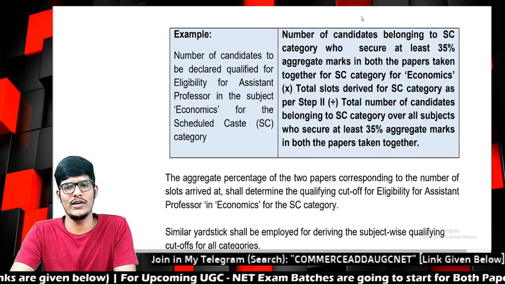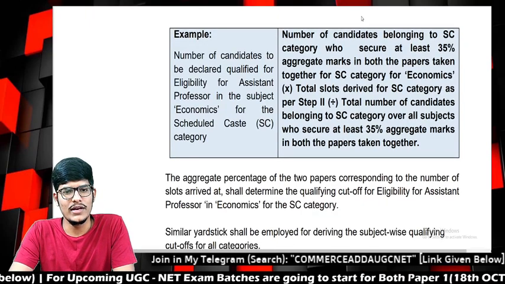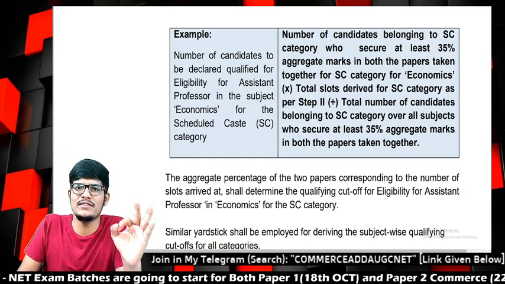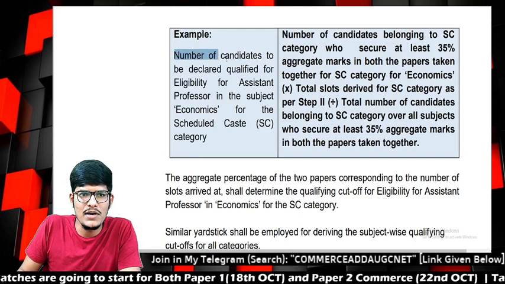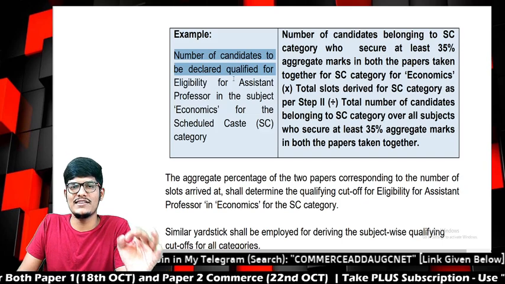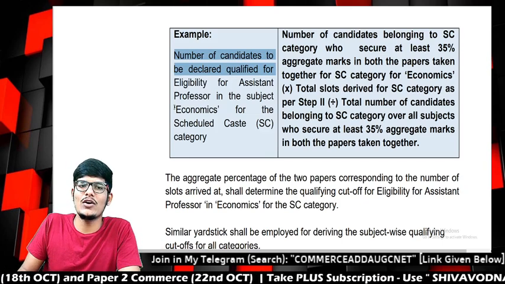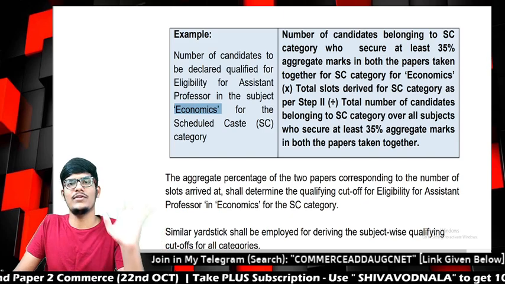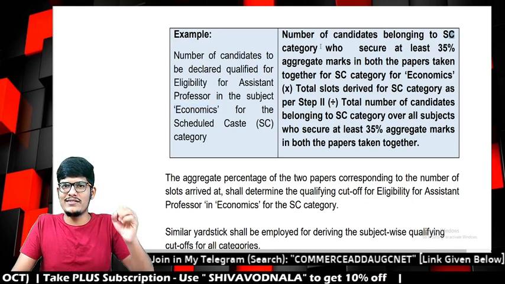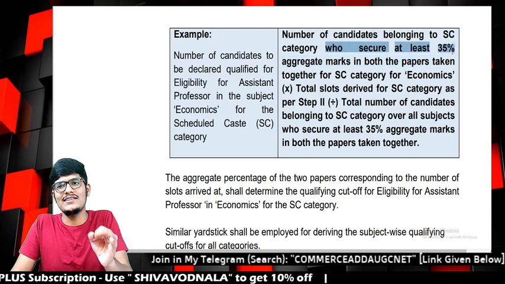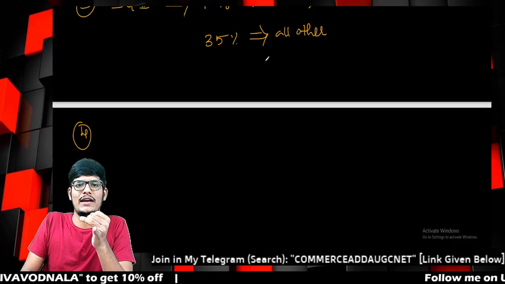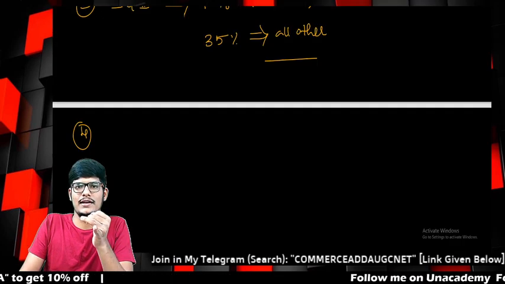The formula is important, guys. Look at the formula. The example is the economics subject we have taken. The number of candidates to be declared qualified for assistant professor eligibility in the economics subject for the SC category we are going to determine, for example's sake. The number of candidates belonging to the SC category who secure scores of at least 35%, correct? Because for the SC category, only 35% is the minimum criteria, as with all other categories.